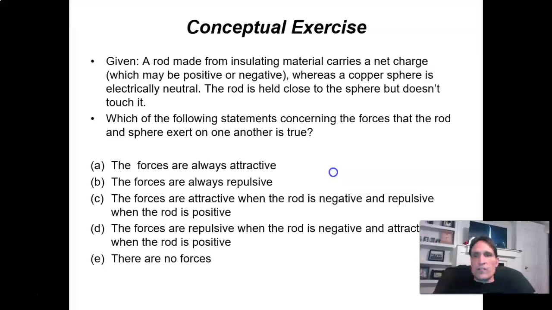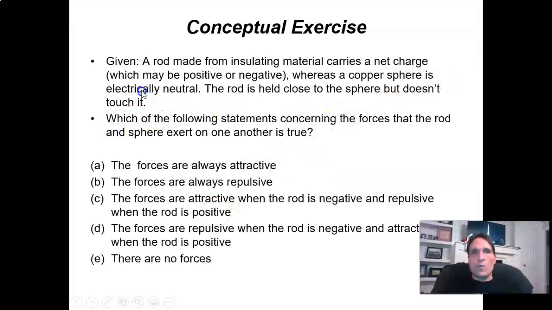So let's finish up this set of notes here with an example conceptual exercise. Suppose that you have a rod made from an insulating material, or it could be a comb. And suppose that it has a net charge. It doesn't matter right now whether it's positive or negative. It's just charged to one polarity. And the copper sphere is neutral.